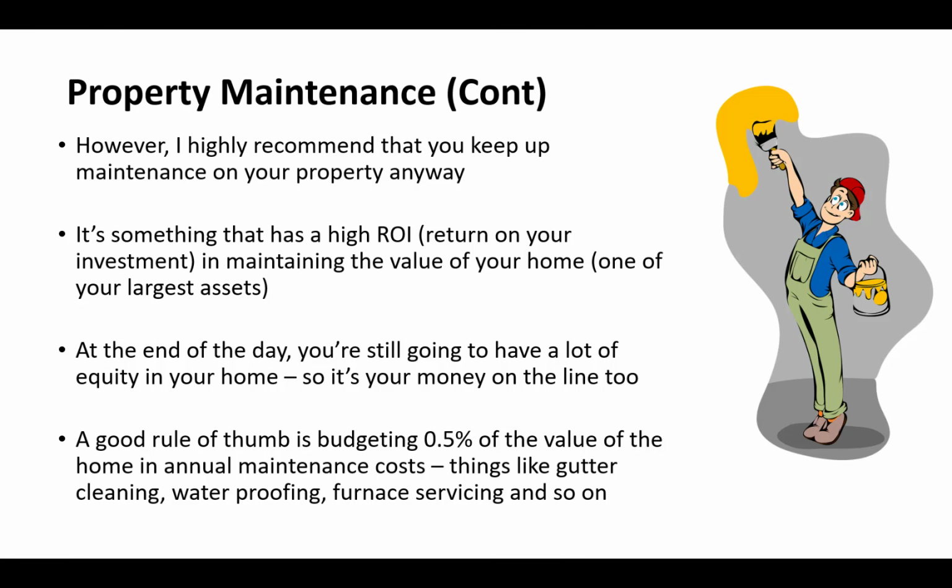And at the end of the day, you are still the homeowner, even with a reverse mortgage or any other mortgage. It's your money on the line too. It's your asset that you own. It's your investments. And here's a good rule of thumb I tell people: budget for 0.5% of the value of your home in annual maintenance costs. And that can include insurance too, of course, and things like gutter cleaning, waterproofing, furnace servicing. Around about 0.5% is a pretty good budget for your home insurance and everything to keep this expensive and valuable asset up to date so that you can reap the benefits of it.